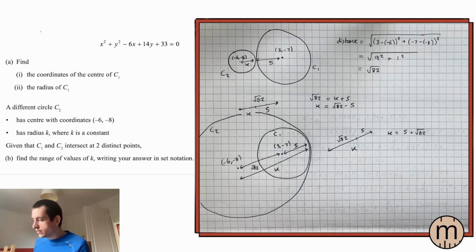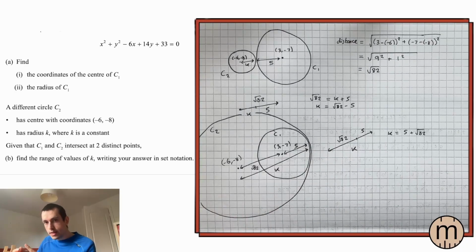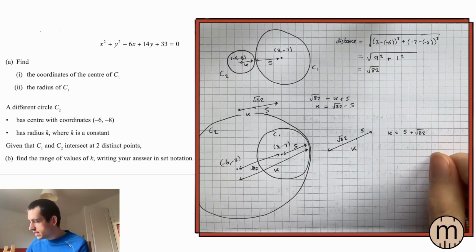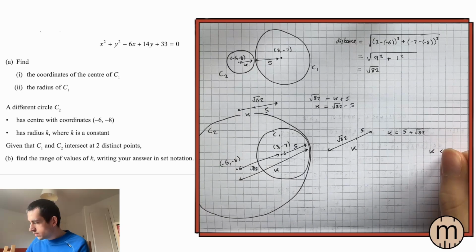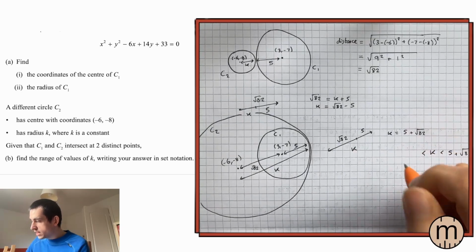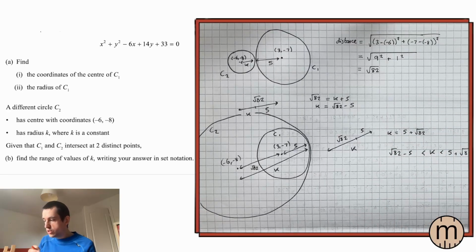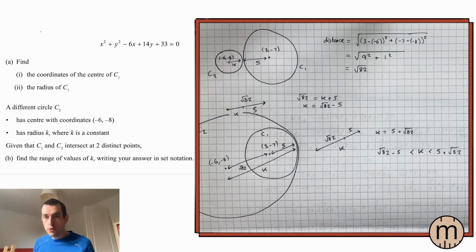You do have to be careful here, because k cannot actually be equal to that value. That would give just 1 point. It would touch it like a tangent. We have to actually make k less than this value, and strictly bigger than this value, because if it just touches once, that's not good enough for the question. The question says intersects at 2 distinct points. That would be 4 marks.